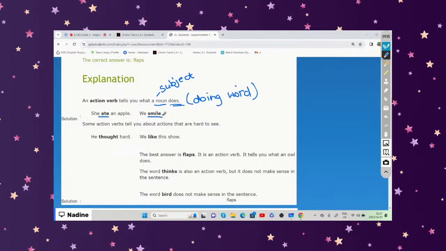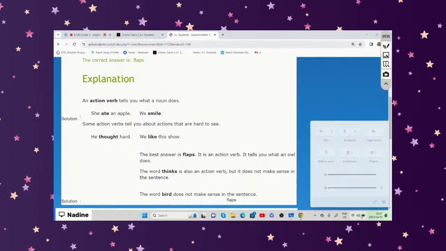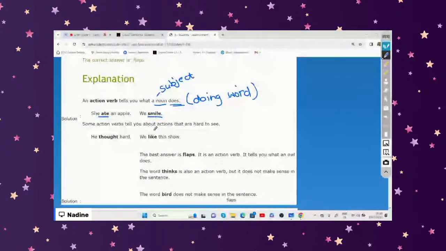And remember, we said that with action verbs, it's not just physical, right? Action verbs are also mental, in the sense of things that we think of. So our thoughts, things that we are thinking about, those are also part of action verbs. And some actions are hard to see. So certain things that are hard to see, right? It says that he thought hard, right?